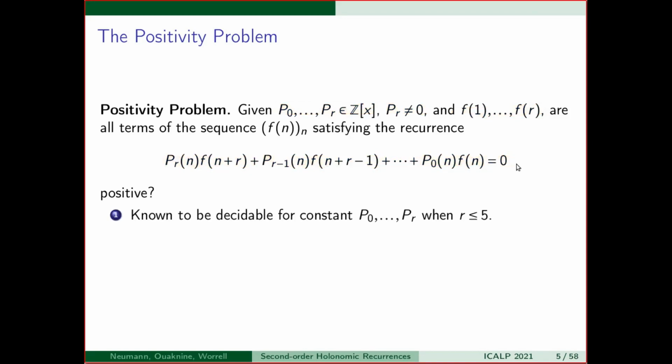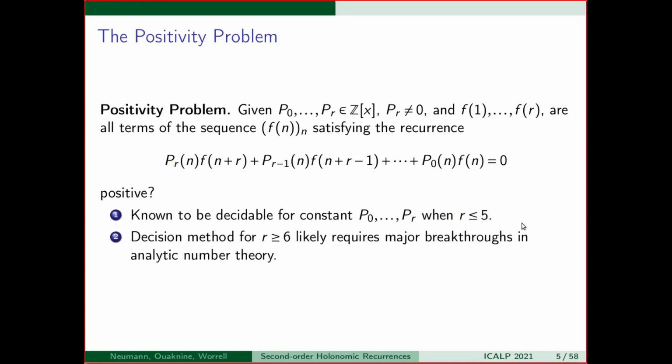Now this has been studied for constant coefficients quite extensively, so for C-finite sequences. It's not known to be decidable for all orders, so the number r is usually called the order of such a sequence. It's only known to be decidable up to order 5, and there's strong evidence that a decision method for order 6 or higher would constitute a major breakthrough in Diophantine approximation.